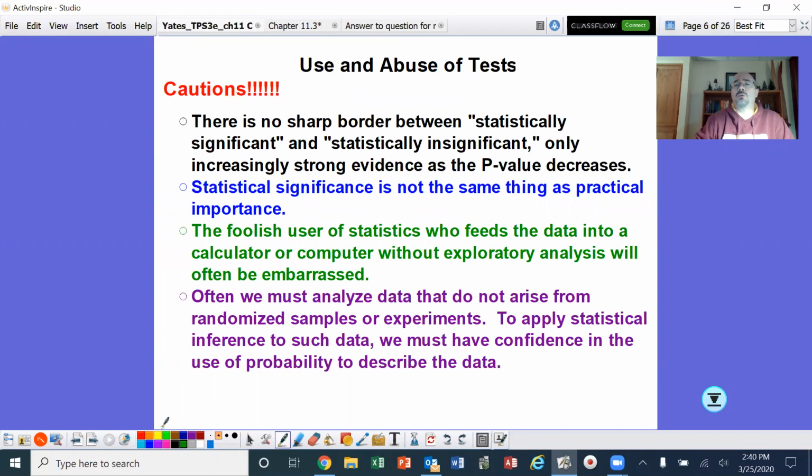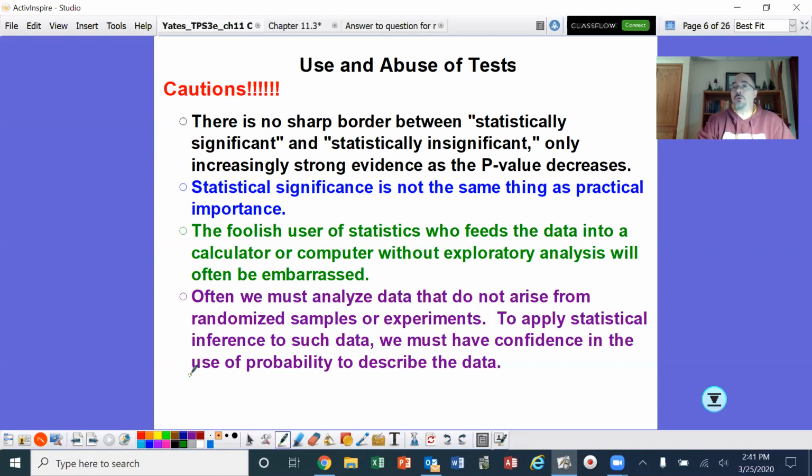So before I go to that example, let's look at the use and abuse of tests. These are right out of your book, starting with the first one. There is no sharp border between statistically significant and statistically insignificant, only increasing strong evidence as the p-value decreases. Remember, we're setting that alpha value, and depending upon our p-value, we're going to make a decision.